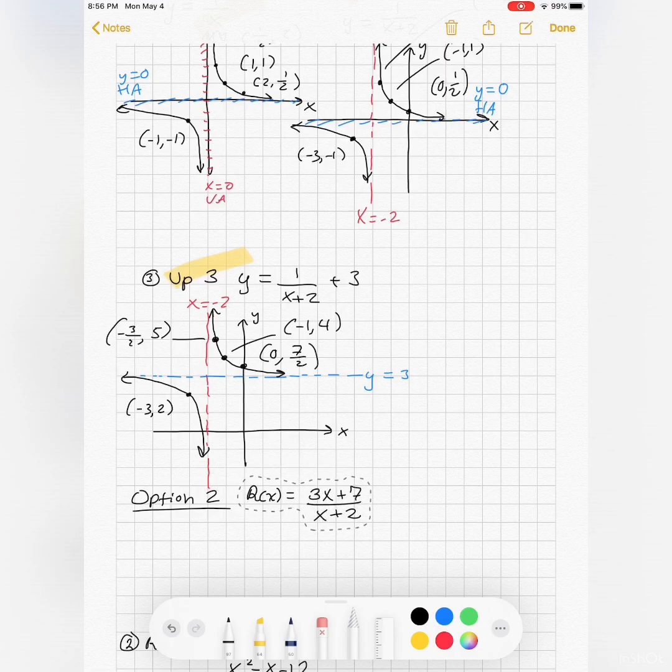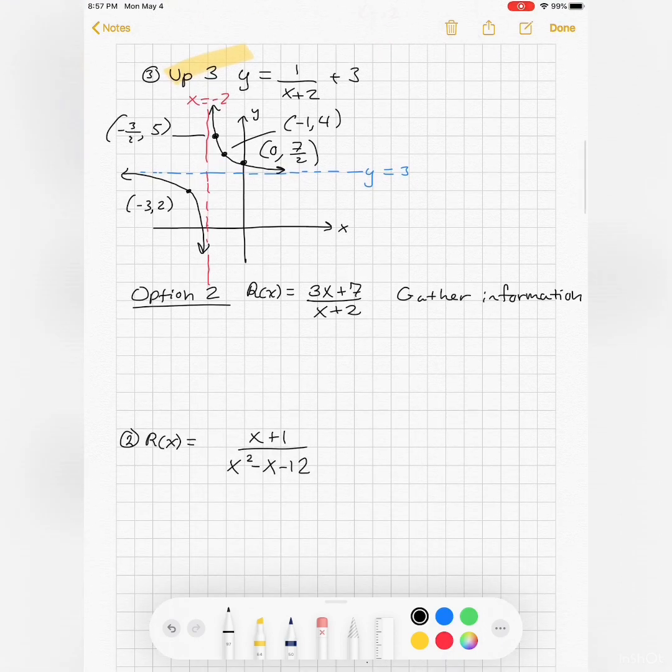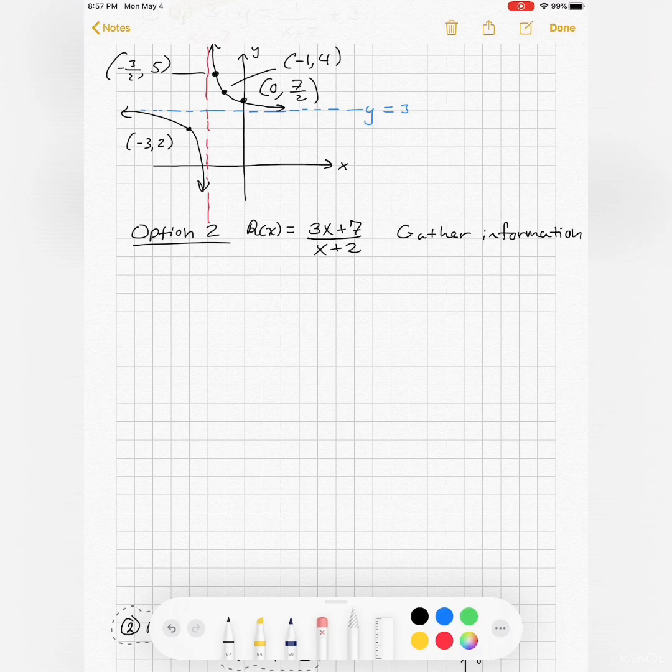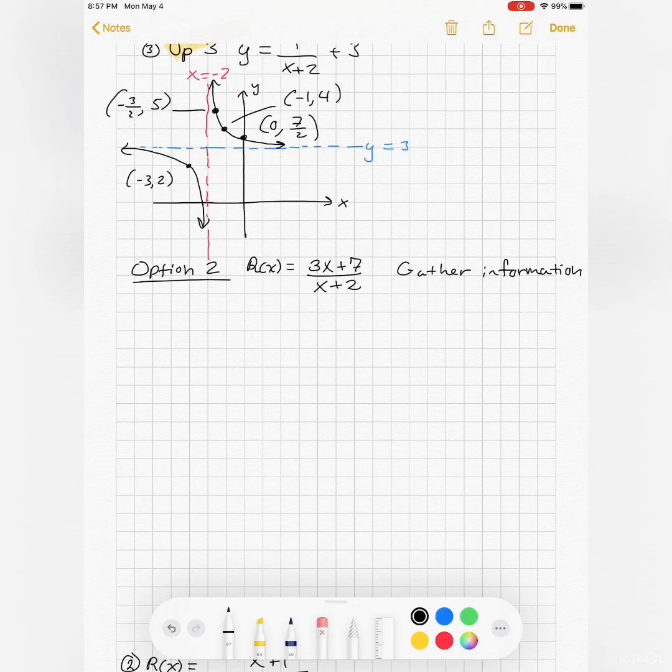So starting out with that same original function, instead of putting it in transformation form, what I'm going to do is gather information. I don't even have to do the long division. Instead, what kind of information can I come up with? What are some things we could find? We could find the y-intercept. If I plug in 0, I'd have 7/2.